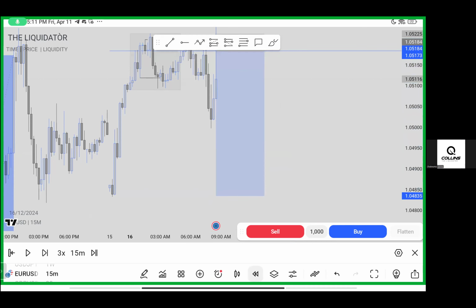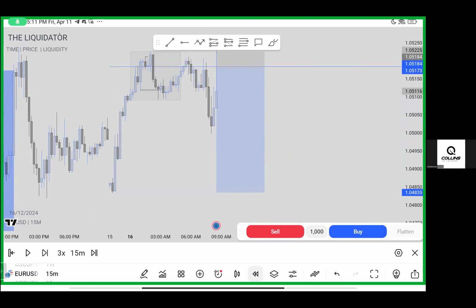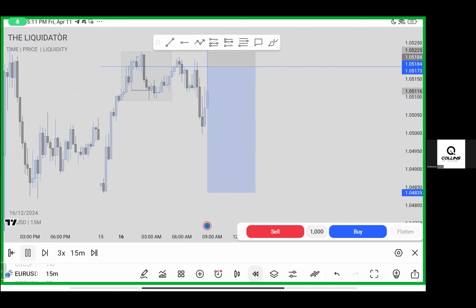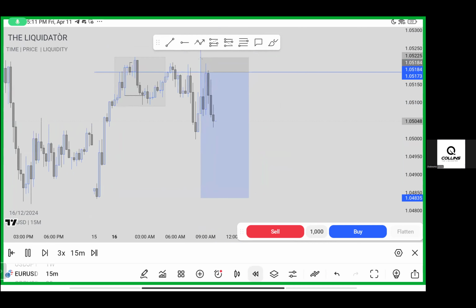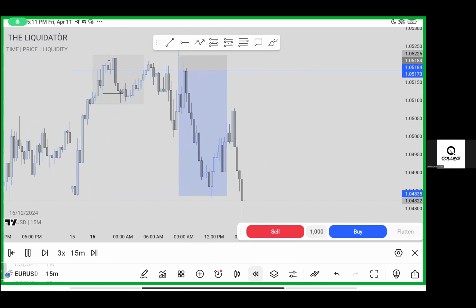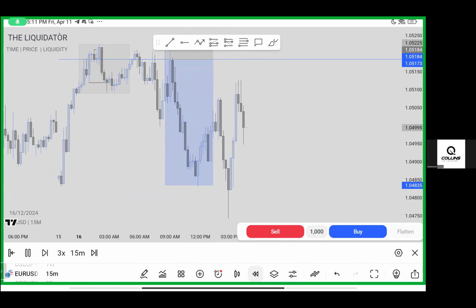This was what happened. Price took out the Asian strong high, and this happened. So you can see it happens also. You cannot take wins every single time with this strategy. There will be losses as well.